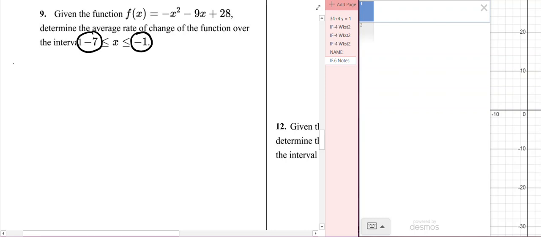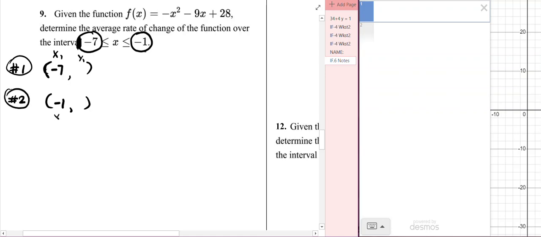Just like before, you're going to need two points, point number 1 and point number 2. Each of these points is going to have an x and a y. We're starting at x equals negative 7, and we're ending at x equals negative 1. Since this is point 1, this is x1, y1, and since this is point 2, this is x2, y2. Notice how our y's are missing, and yes, this means that we need to evaluate.